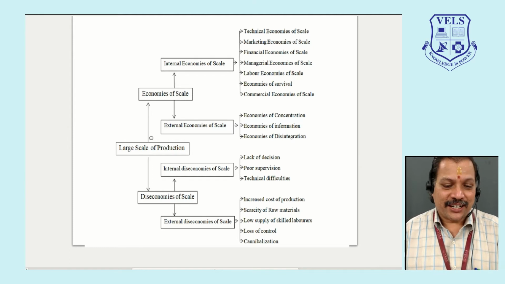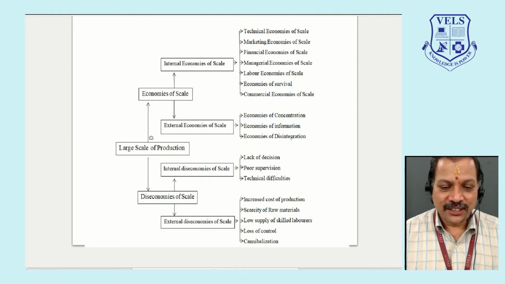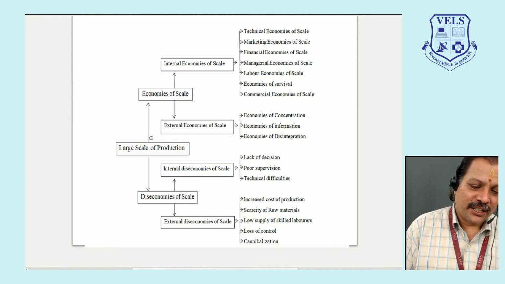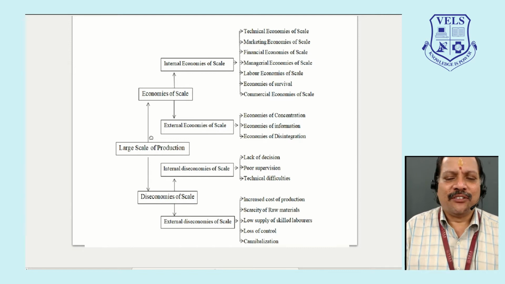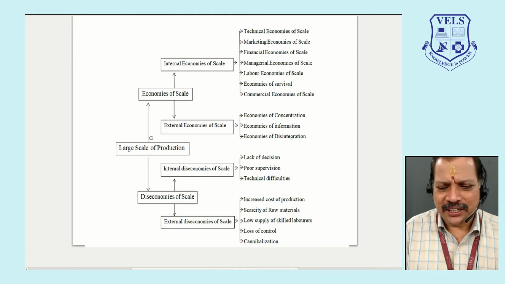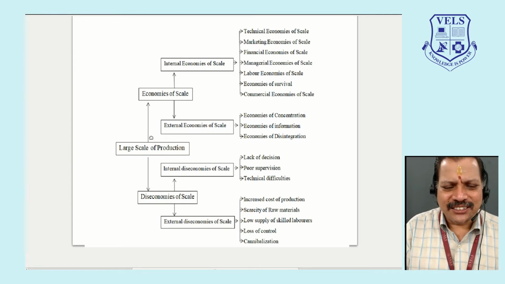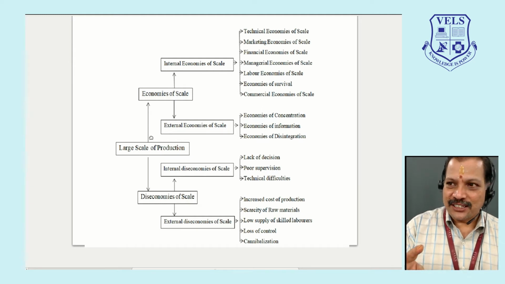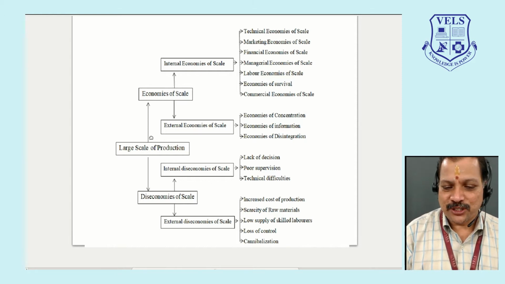The other way is there. That is, the disadvantages of a large scale of production are diseconomies of scale. This is also divided into two categories: one is internal diseconomies of scale, the other one is external diseconomies of scale. Internal diseconomies of scale include lack of decision-making, not being able to supervise properly, and some problems related to technical issues. The other one is that there are some disadvantages from the outside, that is external diseconomies of scale.